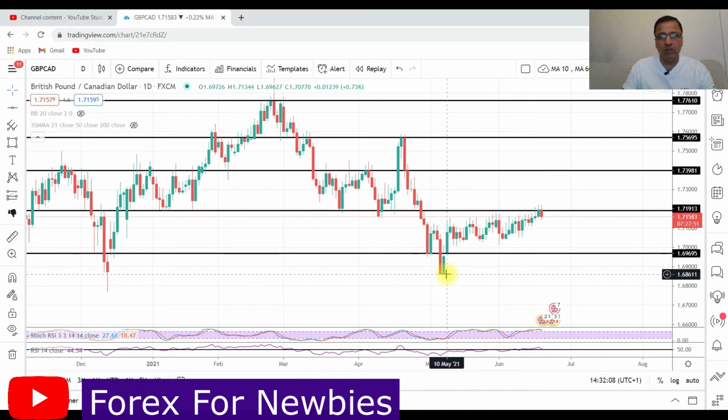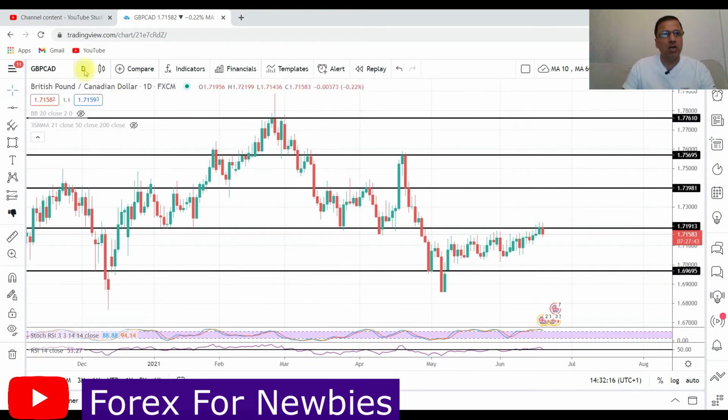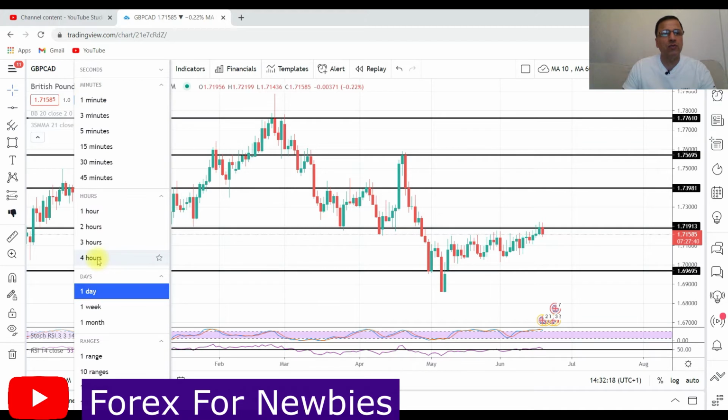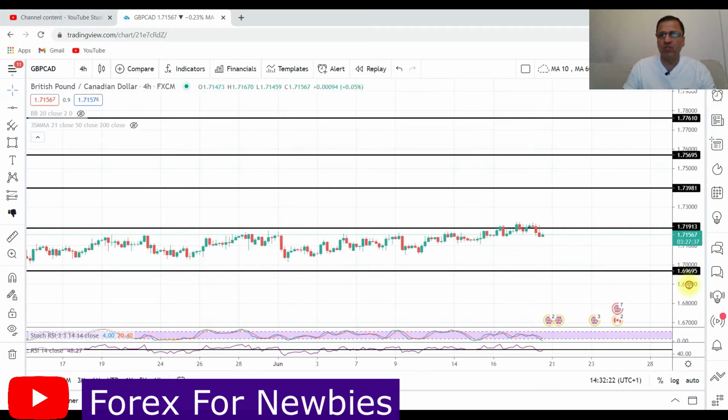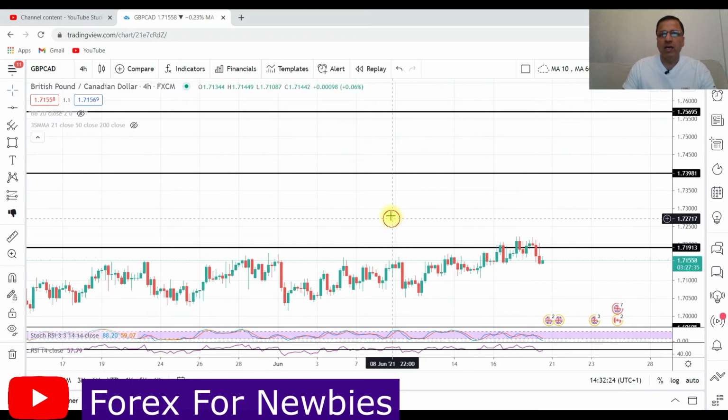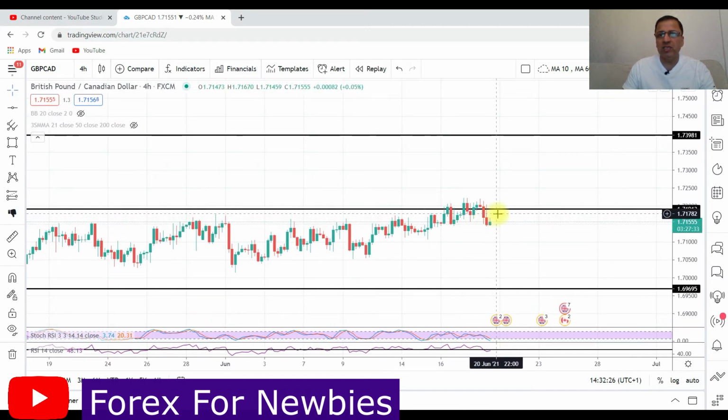I don't put the line over here, because actually the main level is here, and it was broken and then broken back. So now your daily chart is marked. Now, if you want to go one time frame down, you go to the 4-hour time frame, and you can easily trade in between these levels.